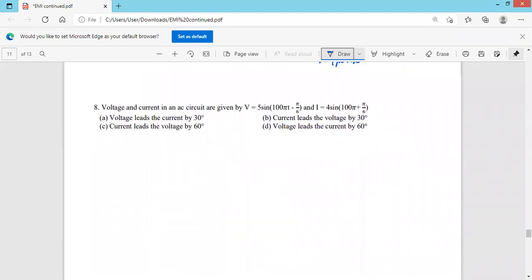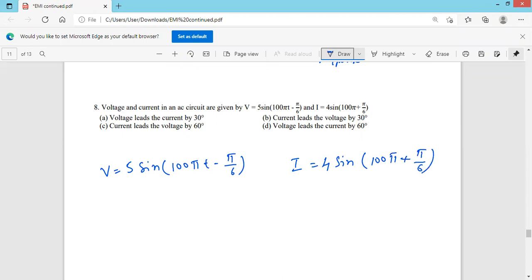8. Voltage and current in an AC circuit are given by V is equal to 5 sin of (100 pi t minus pi by 6), and I is given as 4 sin of (100 pi t plus pi by 6). Now, voltage leads the current by 30 degree, current leads the voltage by 30 degree, current leads the voltage by 60 degree, or voltage leads the current by 60 degree. Look at here, negative sign.